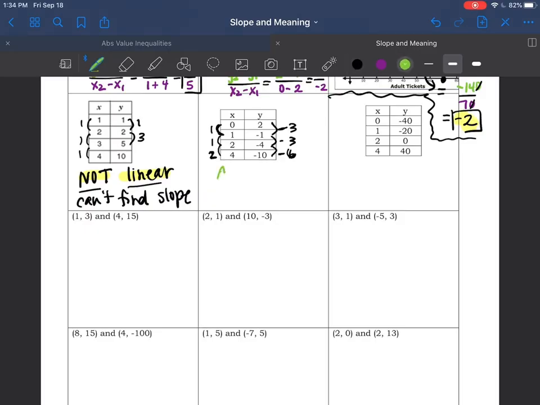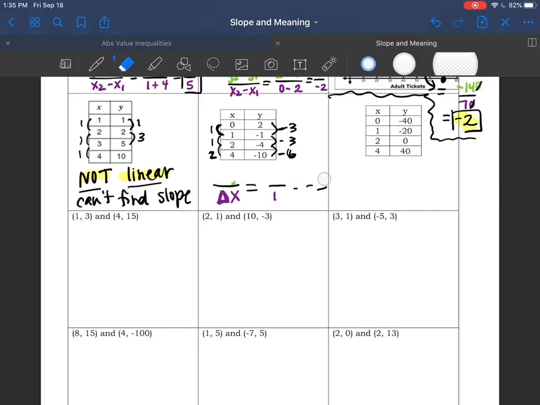Remember, slope is the change in y divided by the change in x. That triangle is called a delta, which means change in. Okay, and so my change in y, each time for these examples, the first 2 points, was -3. And my change in x was 1. And so that simplifies to -3.